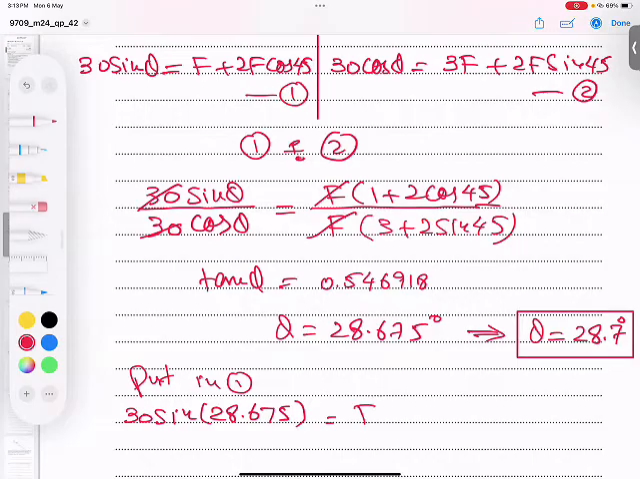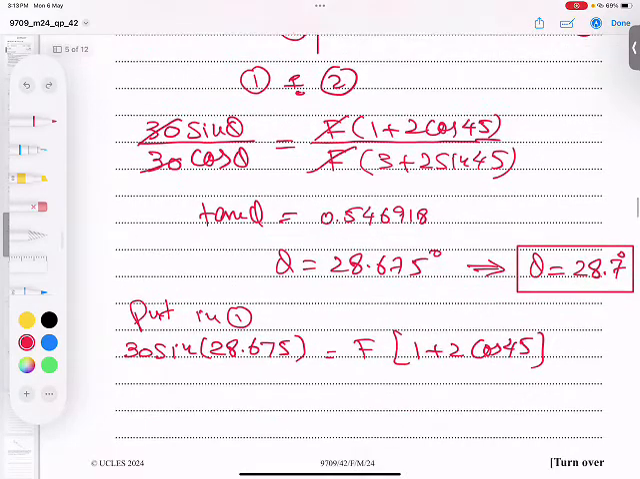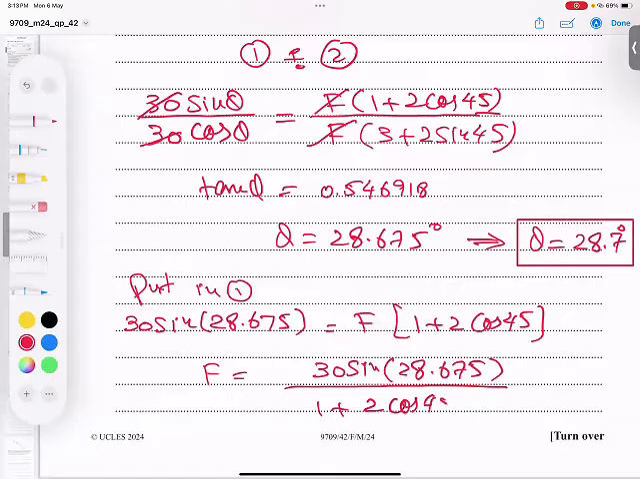So 30 times sine 28.675 equals F common, and 1 plus 2 cos 45. I have taken F common. Now, students, what I will do is divide the whole thing, and when I divide, it will turn into this format. And now it's a matter of typing into the calculator.